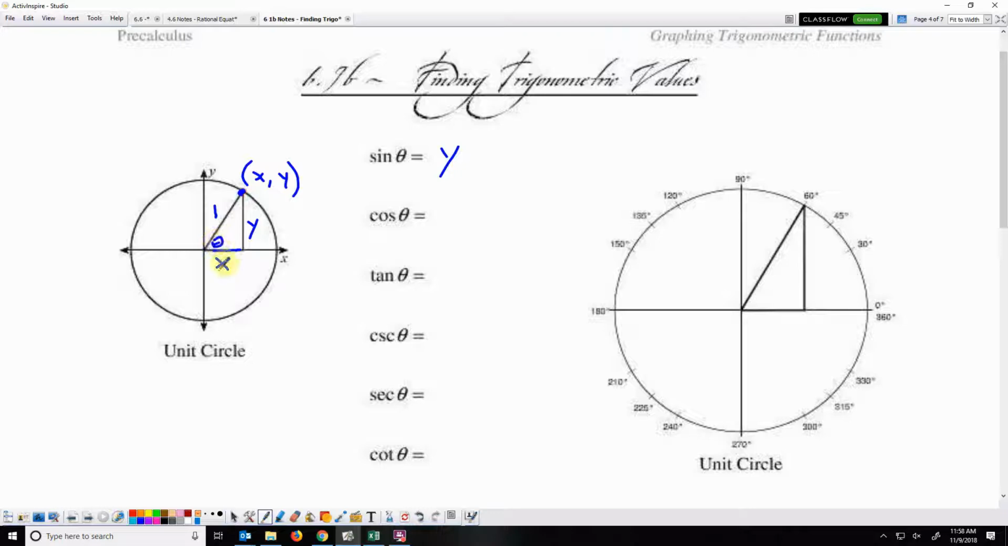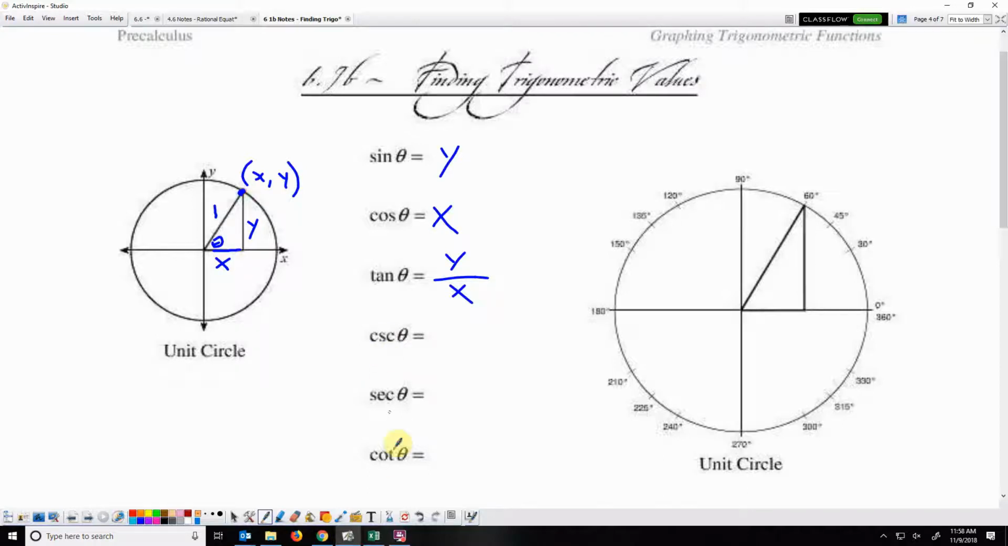Cosine is adjacent over hypotenuse, that's x over 1. So cosine will always be the x value. Tangent is opposite over adjacent, so that is y over x. So on a unit circle, tangent will always be the y value over the x value.